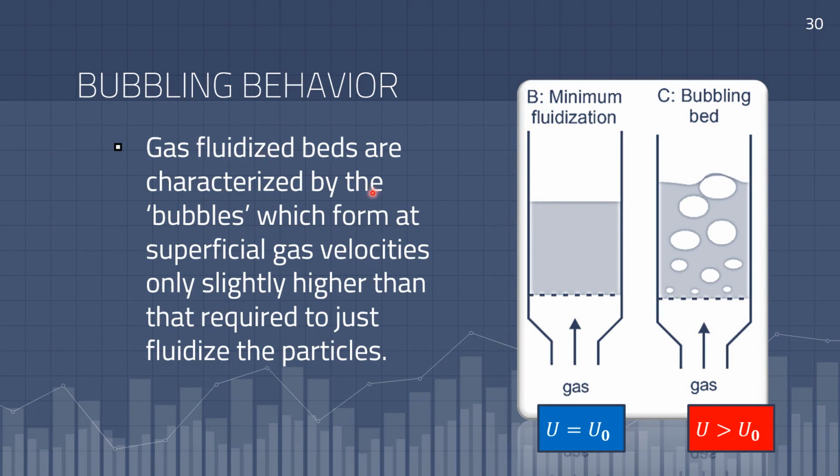When talking about a fluidized bed, one mostly refers to a bubbling fluidized bed as shown in Figure C. Gas fluidized beds are characterized by the bubbles, which form at superficial gas velocities that are slightly higher than that required to just fluidize the particles.